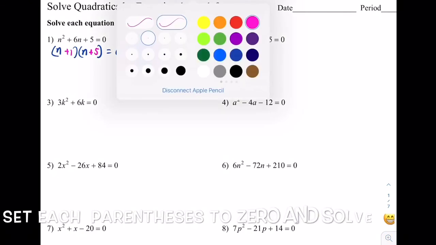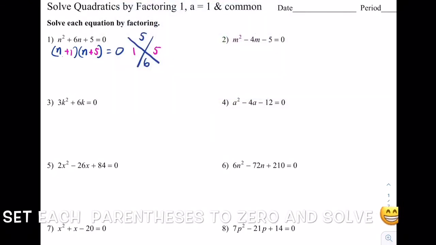Then we solve it. We use our zero product property. Set this one to 0, set this one to 0. And then solve it. Minus 1, n equals -1. This one, minus 5 on both sides, n equals -5. So our answer is going to be -1 and -5.